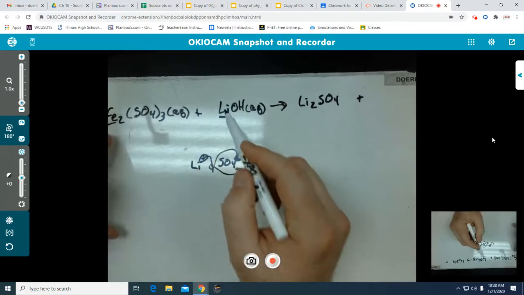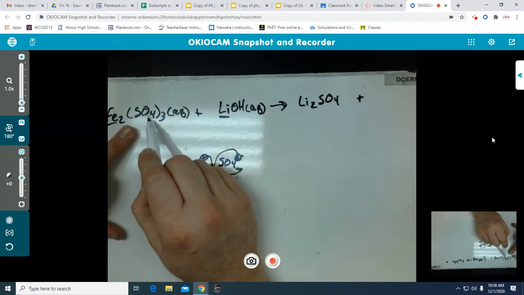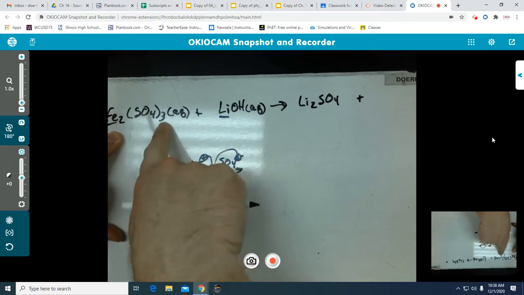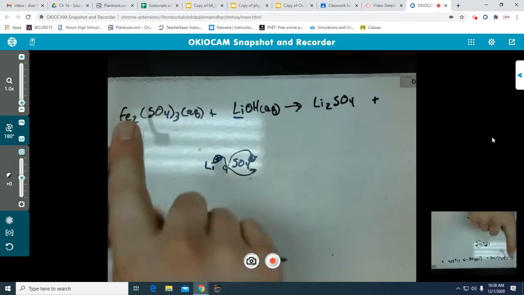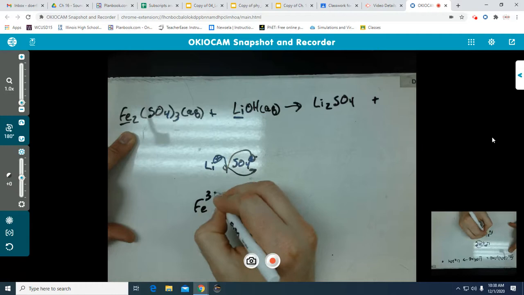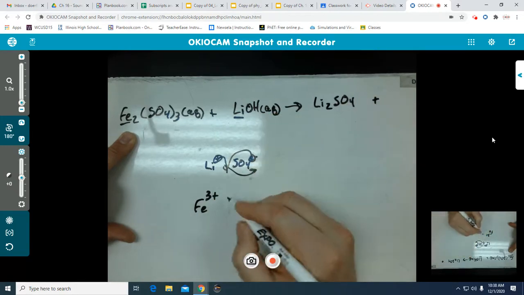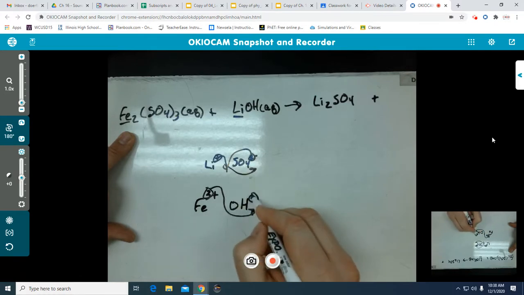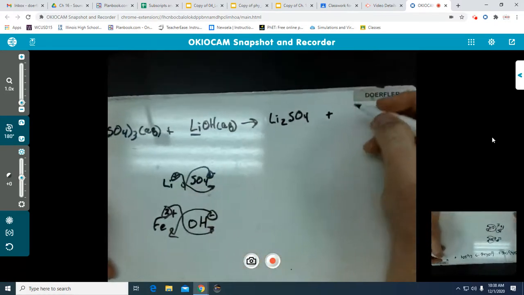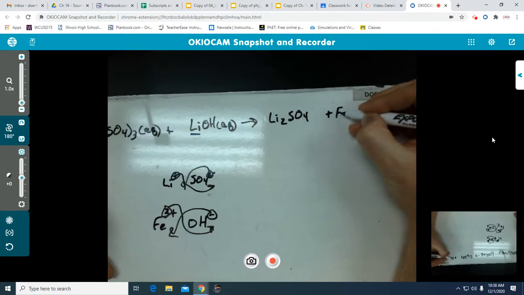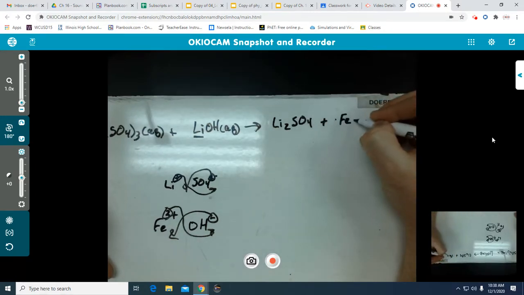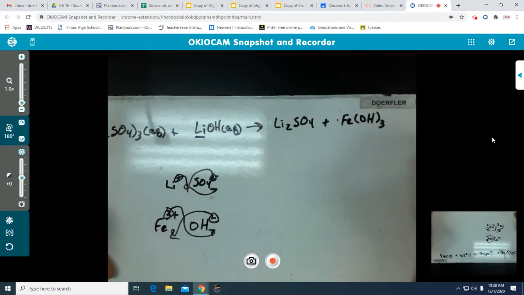Since lithium went with sulfate, iron has to go with hydroxide. And again, it's iron 3 because we see this subscript of 3 on the sulfate. So iron 3 plus, and hydroxide is a -1. We crisscross, and we get the product Fe(OH)3.